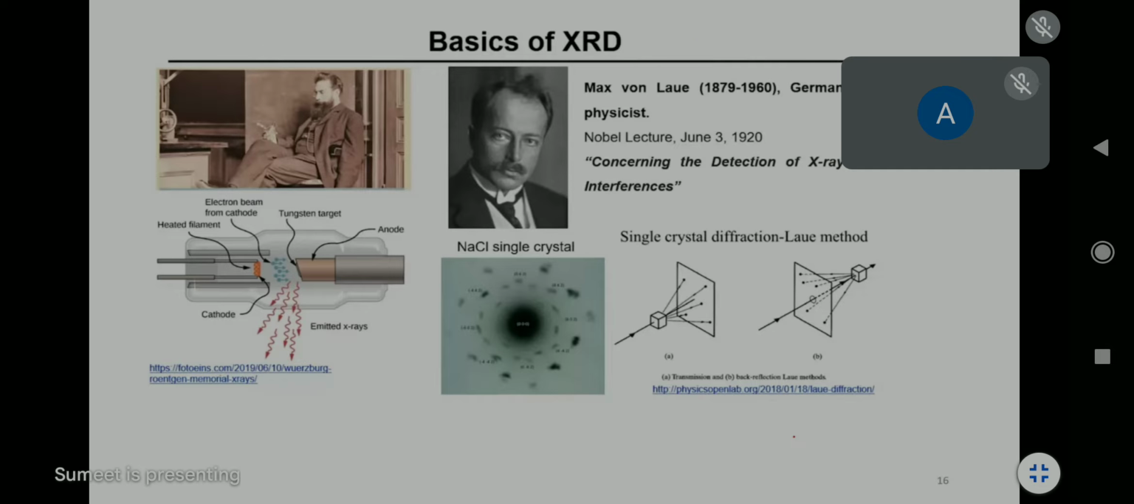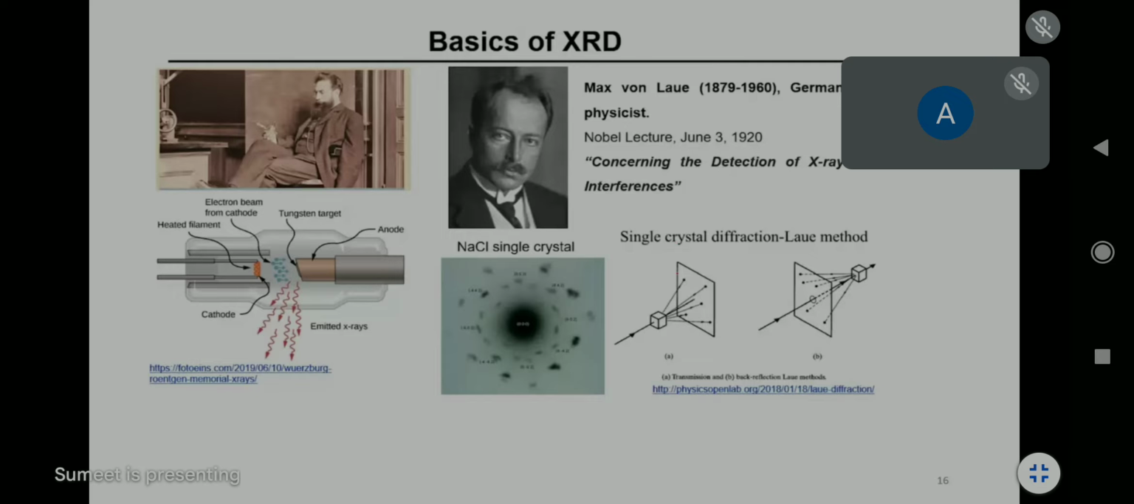Now, X-rays were first discovered by a German physicist. His name was Max von Laue, and he lived from 1879 to 1960. This technique was invented long ago, and for over 60 years people are still doing research in it. And he was awarded the Nobel Prize in 1920 for this.